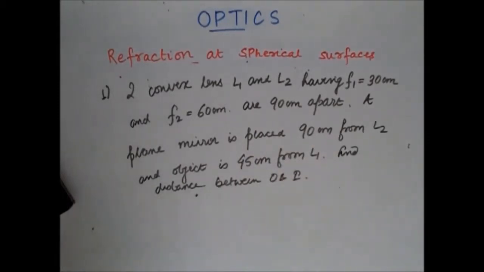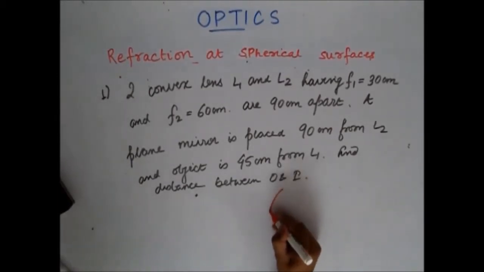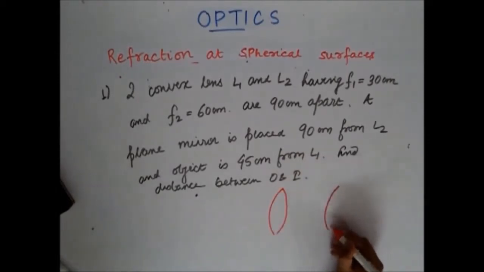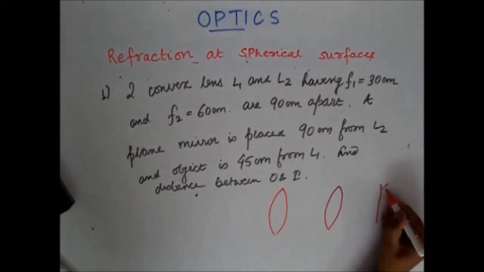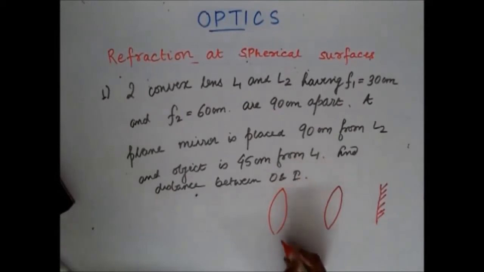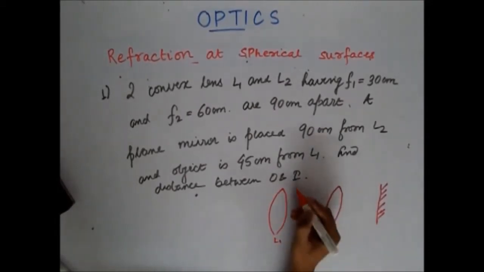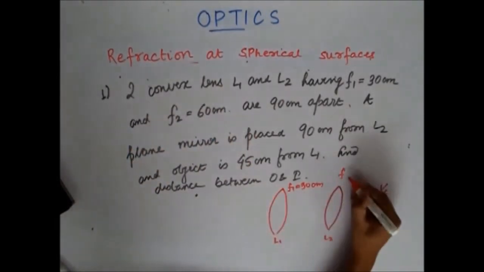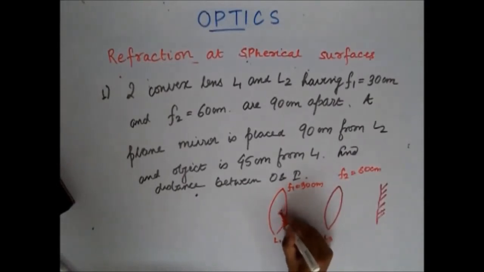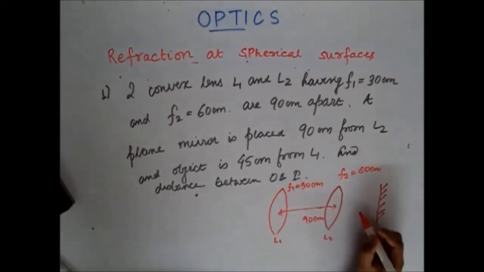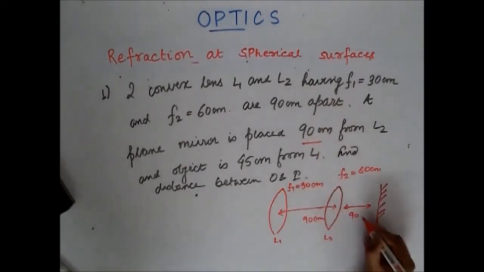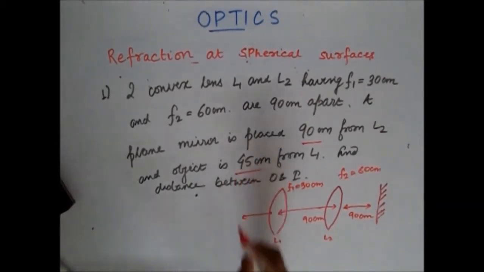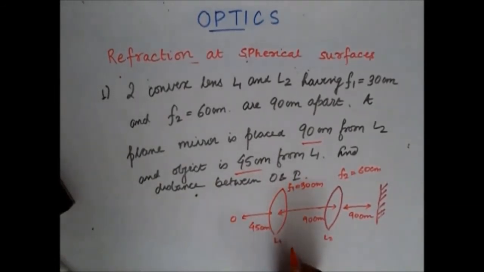So if you draw the diagram, it will look something like this. You have two convex lenses and a plane mirror. This is L1 and this is L2. This has a focal length of 30 centimeter. This has a focal length of 60 centimeter. This distance is 90 and this distance is also 90. It's given here. Object is placed 45 centimeter from this. Now you are asked to find the distance between the object and the image. So let's see where the image is formed.